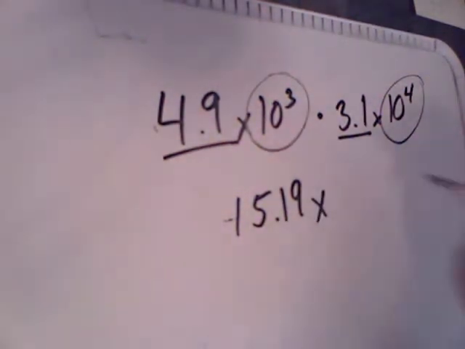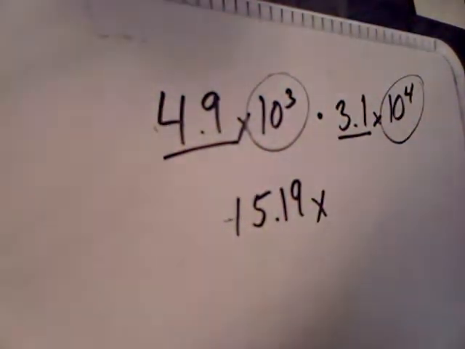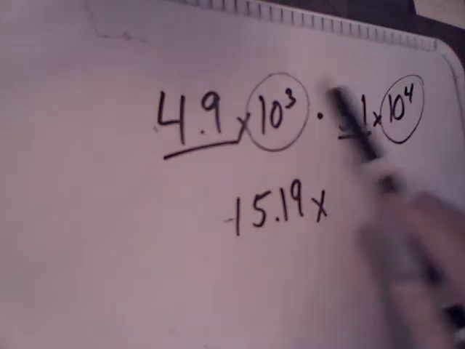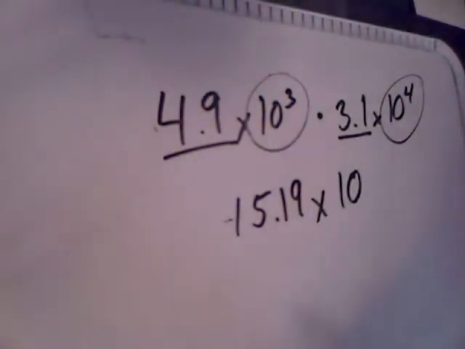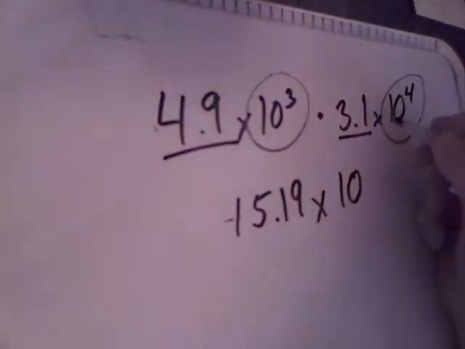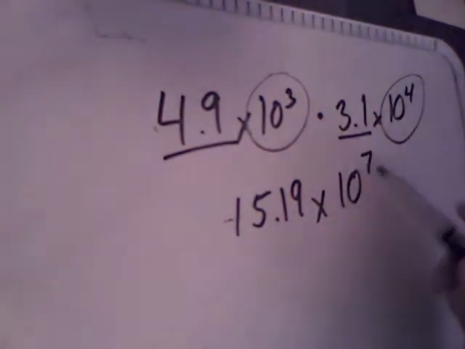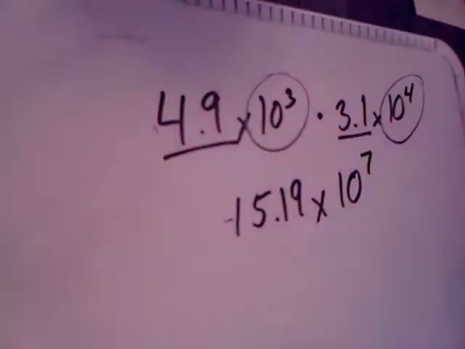Now we have to look back at our times 10s. Because we're multiplying, when we multiply with a 0 at the end of the number, we're just going to add those zeros in. So what we can do here is add the numbers together that are in the powers. 3 plus 4 is 7, so our answer is 15.19 times 10 to the 7th power.